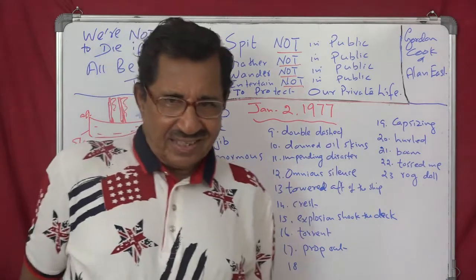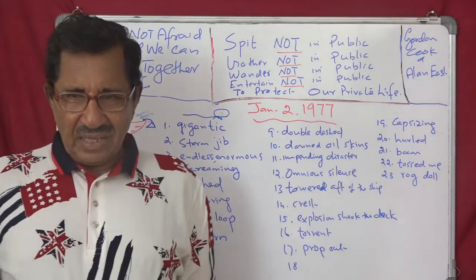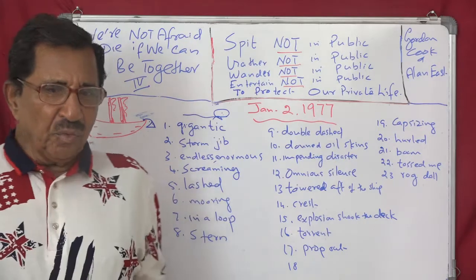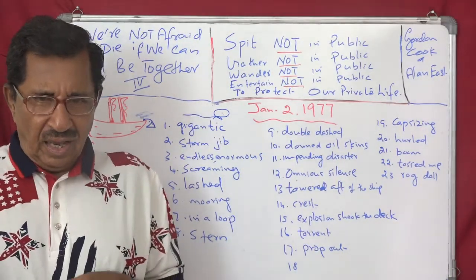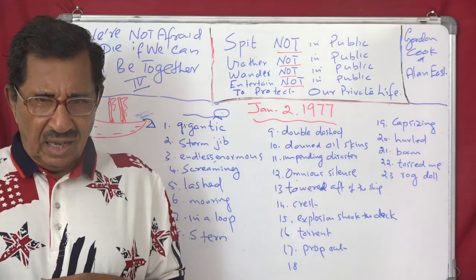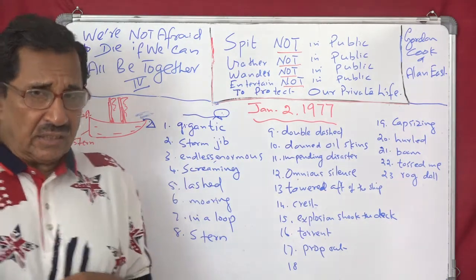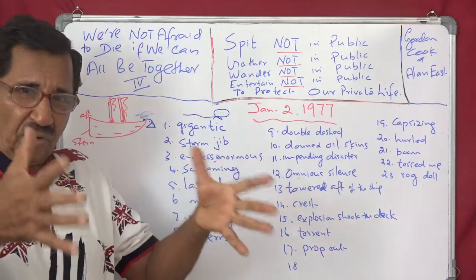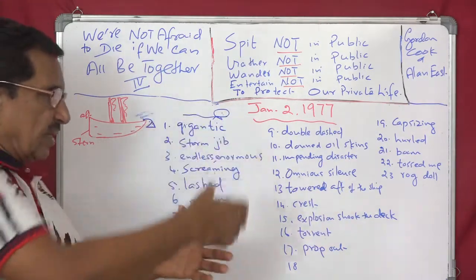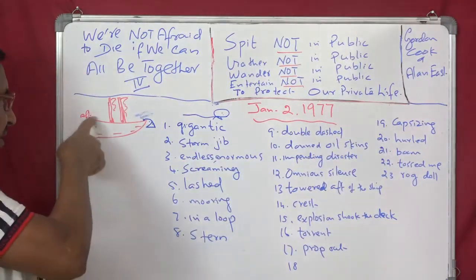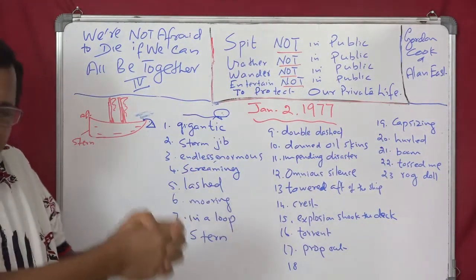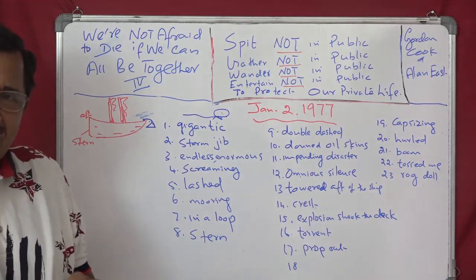And then what happens? Drop the storm jib and lash the heavy mooring rope in a loop across the stern. So they made a heavy rope, then looped it. And that loop they threw like this, towards the back, to tie it like this, hold it like this, so as to control and slow it down.